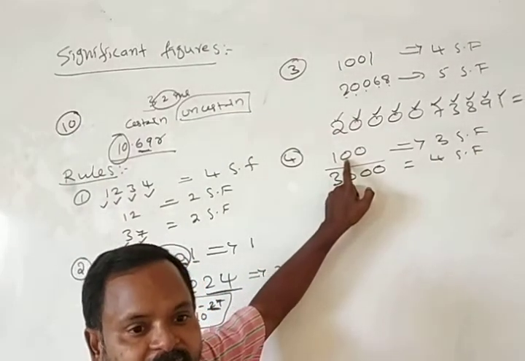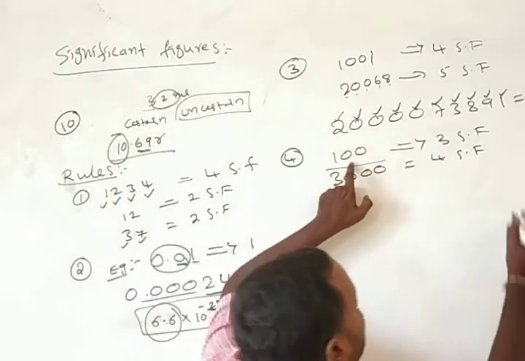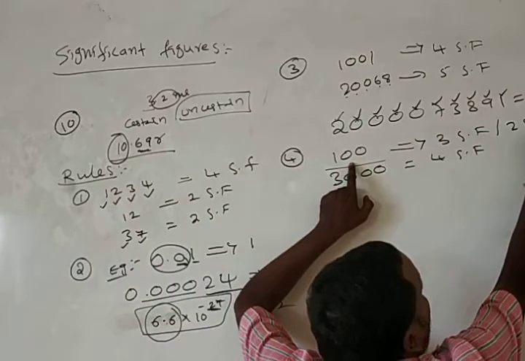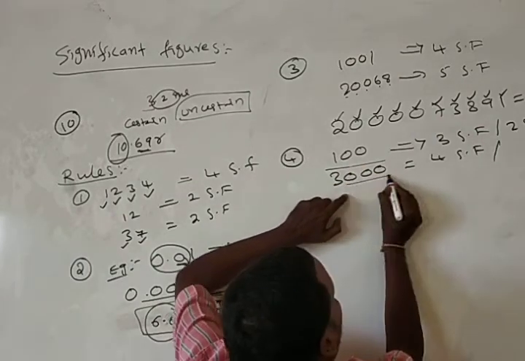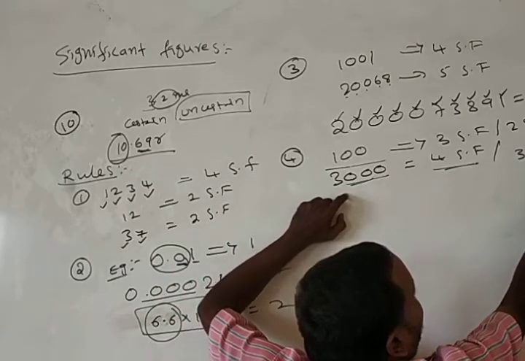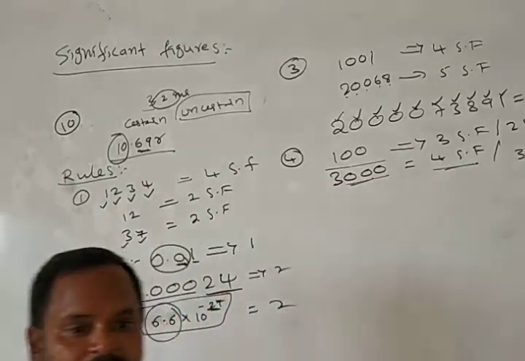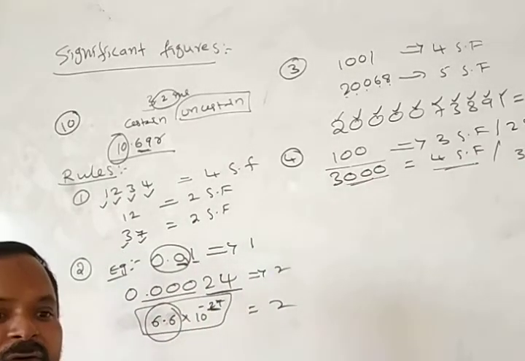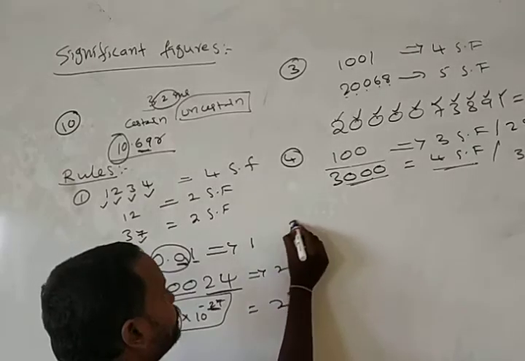Sometimes we consider it as 10 significant figure or 20 significant figure. If we consider 10 significant figure, we have only two significant figures. It may contain four significant figures, it may contain three significant figures, it may contain two significant figures.